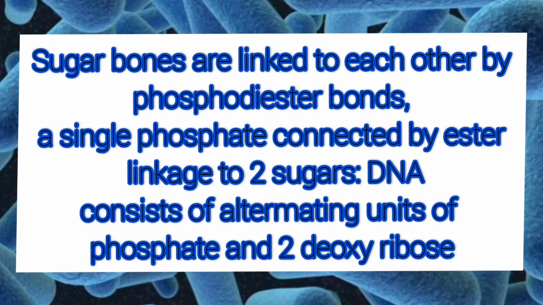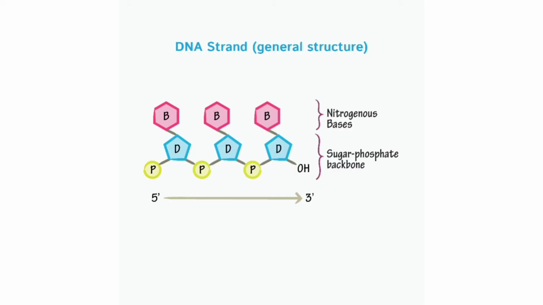Sugars are linked to each other by phosphodiester bonds, a single phosphate connected by ester linkage to 2 sugars. DNA consists of alternating units of phosphate and 2-deoxyribose. Phosphate connects to 2 sugars, bonding the 3' carbon of one sugar and the 5' carbon of the next sugar. DNA is only polymerized 5' to 3' and is antiparallel. One strand is in the direction 5' to 3' and the other strand is polymerized in the opposite direction.